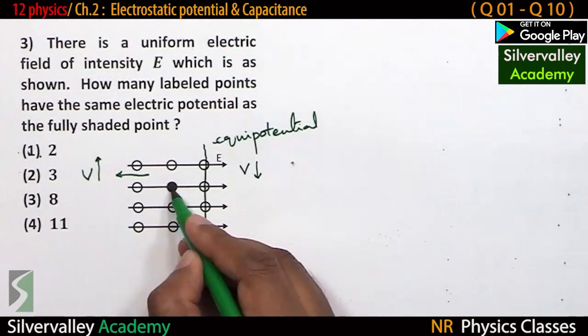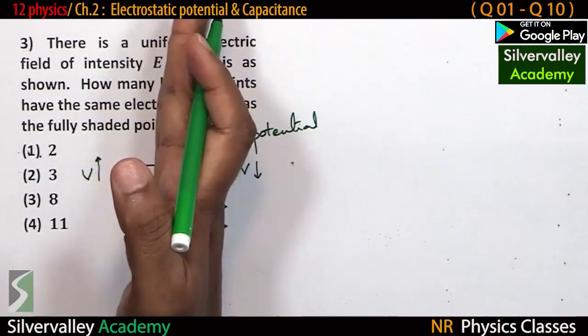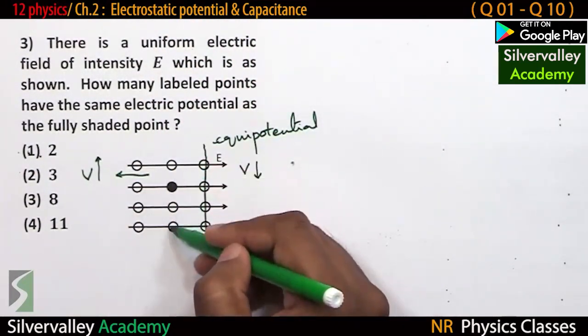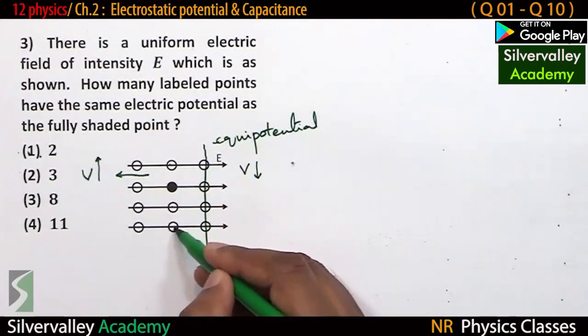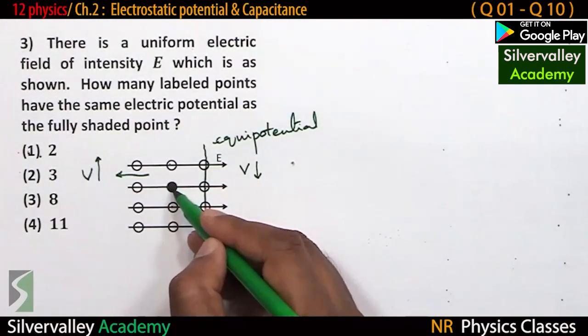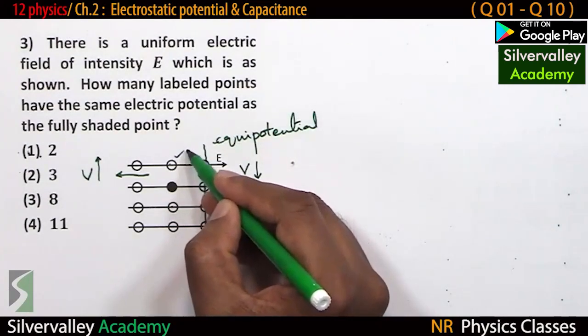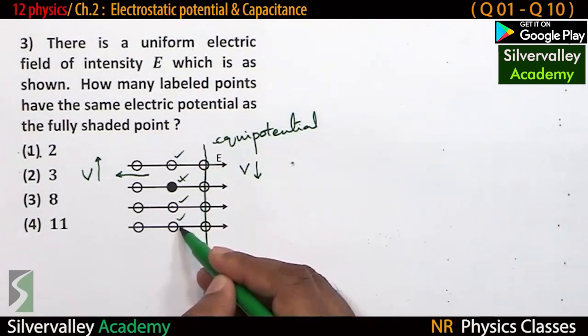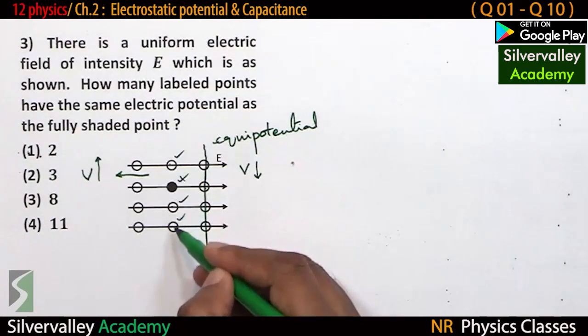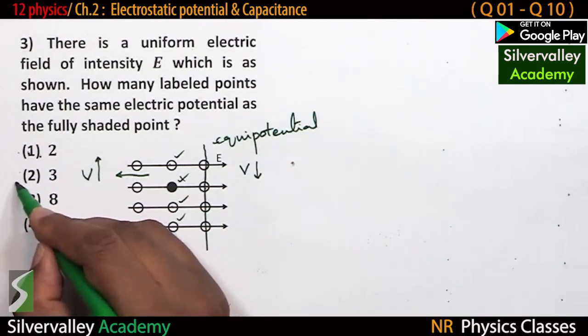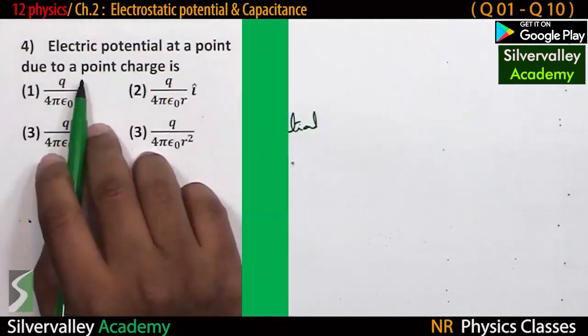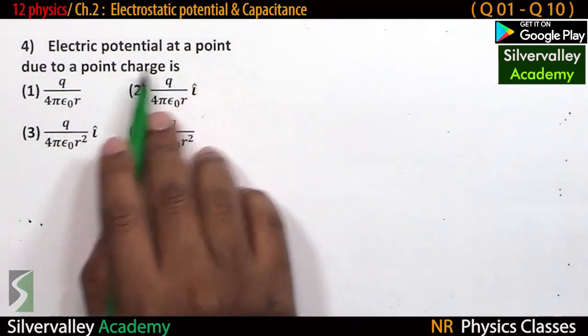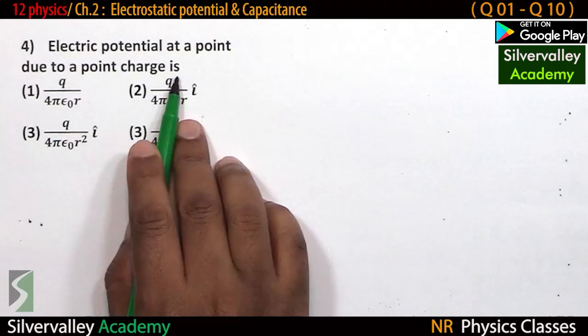So there is a shaded point. So this is the equipotential line. On this line, these 3 points are at the same potential as this shaded point. So there are three points which are at the same potential as the shaded one. Therefore 3.